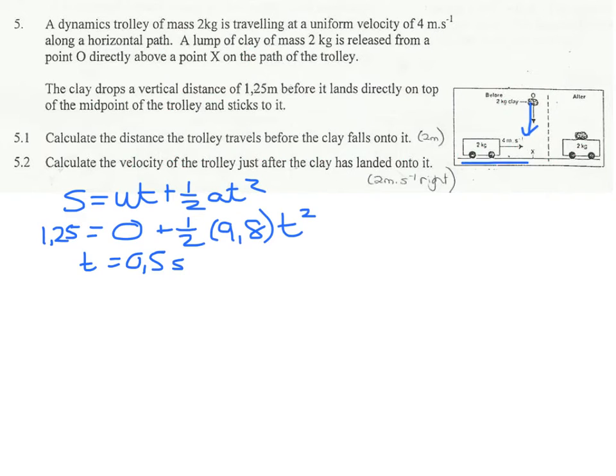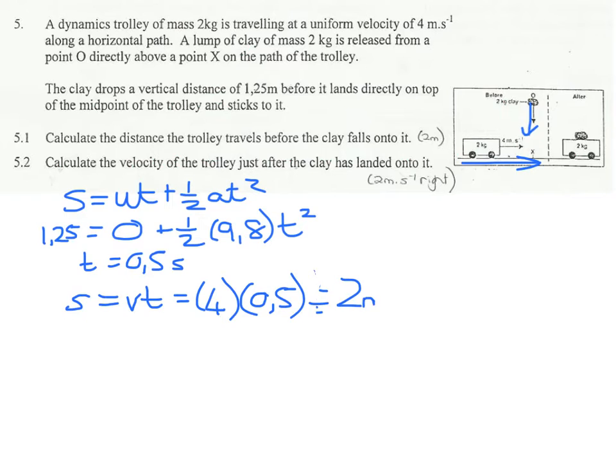Now, I can say, well, how far did this travel if it was going at 4 meters per second? I'm now at a constant velocity, so I don't use equations of motion. S is equal to Vt. My constant velocity was 4. My time is 0,5. So it must have traveled 2 meters in the time that it took for the clay to fall down there. The trolley moved 2 meters across to the right.